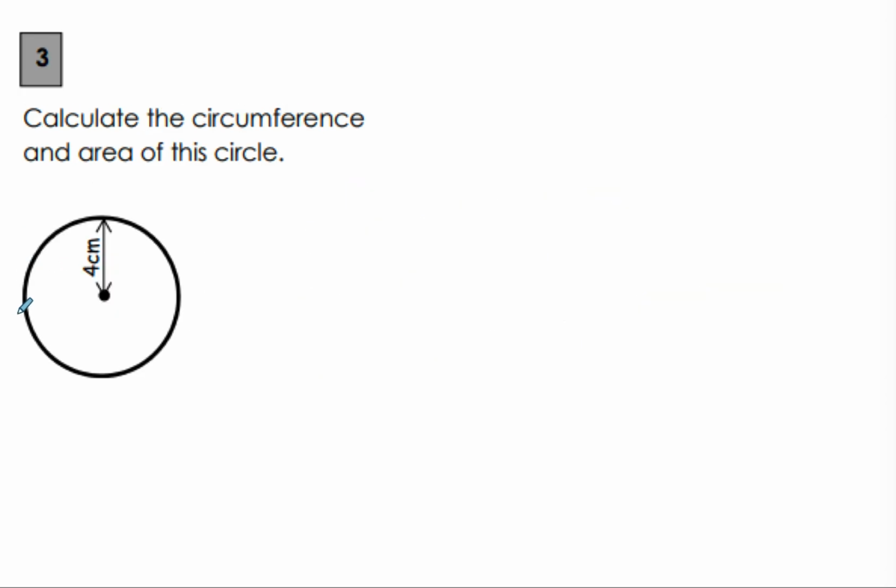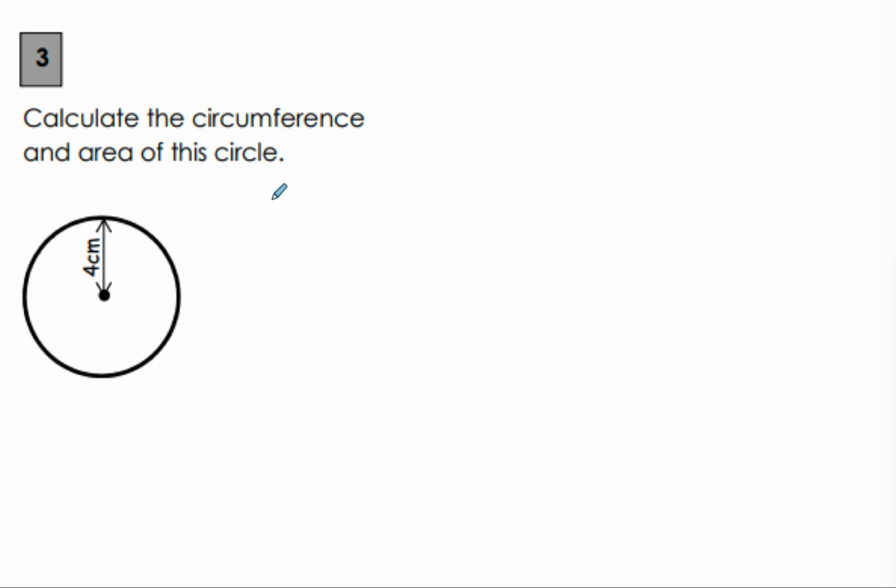Okay, let's look at our next one. Calculate the circumference and area of this circle. So go ahead and pause and try this one on your own. Notice how on this one they give you the radius instead of the diameter.